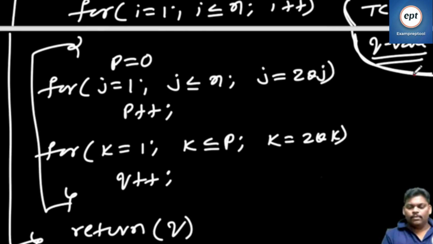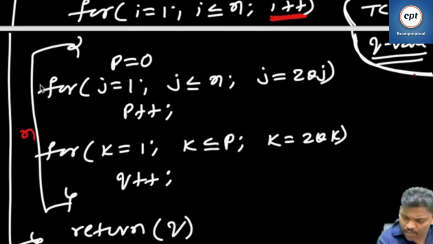Yeah, let me give the answer. Listen. Outer loop, see this one. The outer loop always goes plus 1, so it runs n times. Always plus 1, plus 1, plus 1, n times.